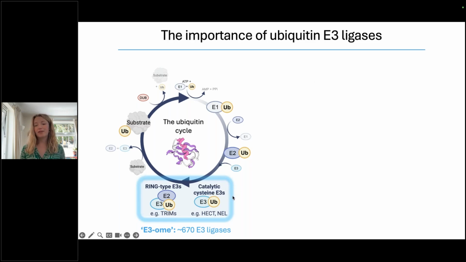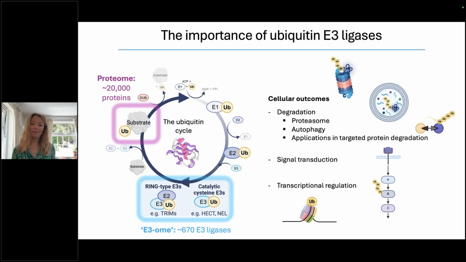These are the ones that specify the substrate. They bind the substrate and dictate when and where substrates are ubiquitinated. And we think it's really interesting to understand that there are about 670 E3 ligases, but there are over 20,000 proteins in the proteome. So understanding when and where ubiquitination happens is a real focus for the Rittinger lab. And it's something we're trying to get to the bottom of in this talk as well.